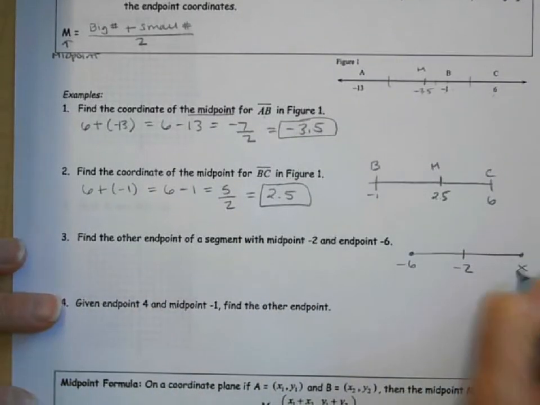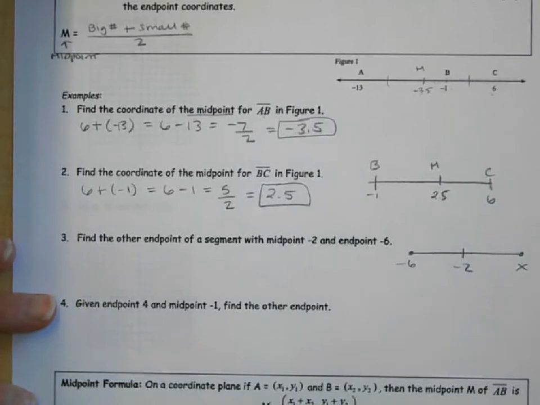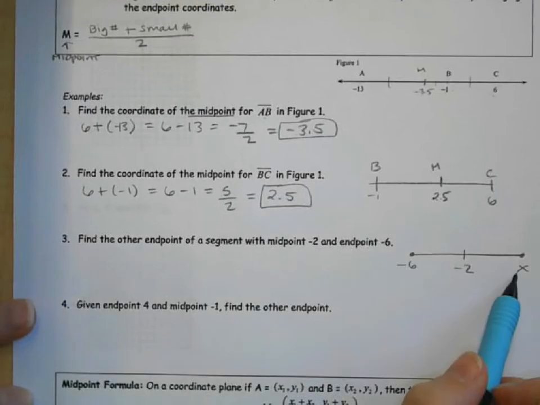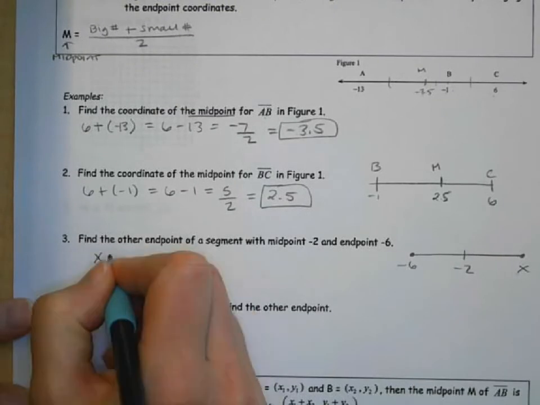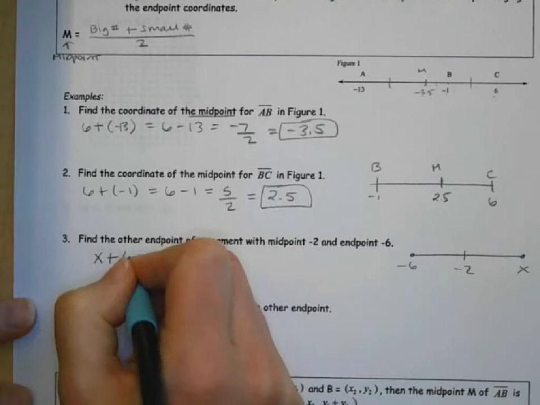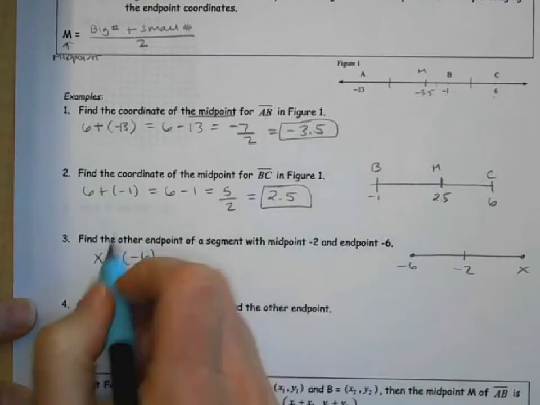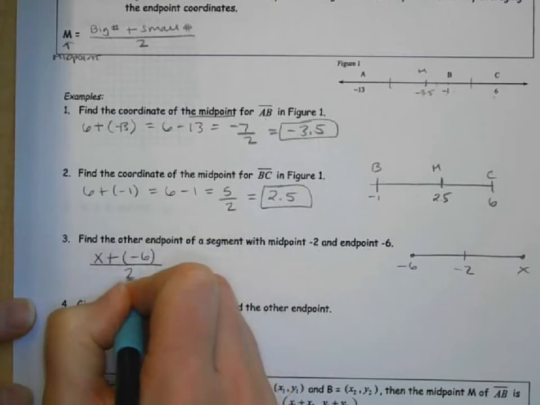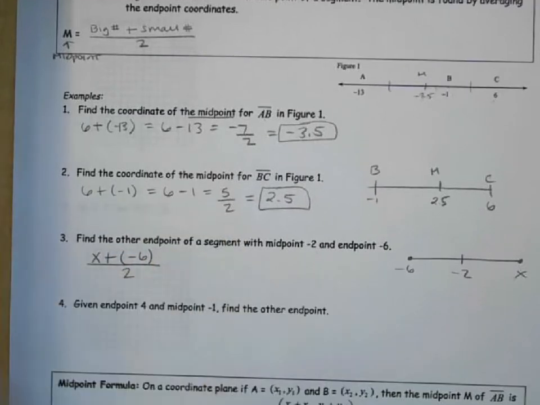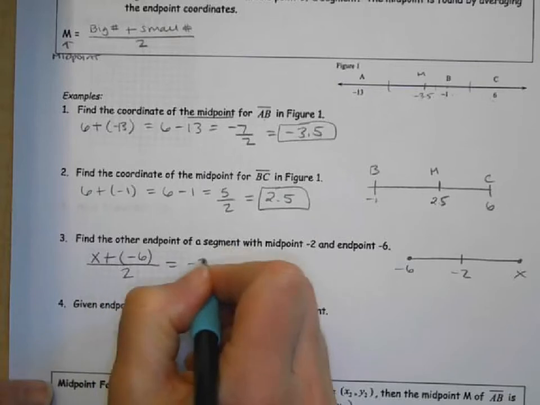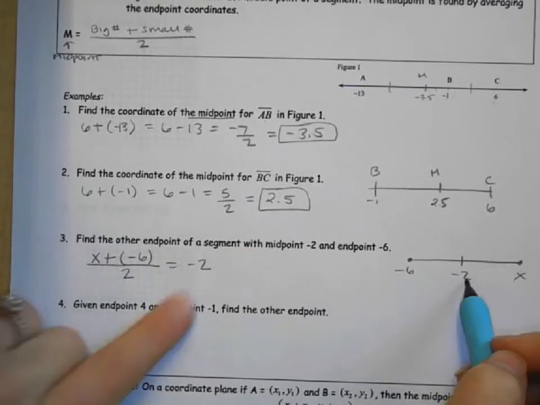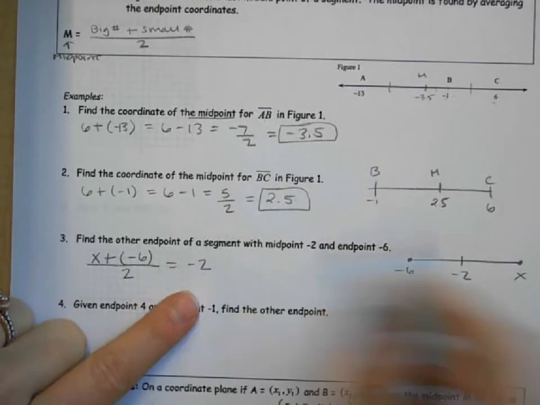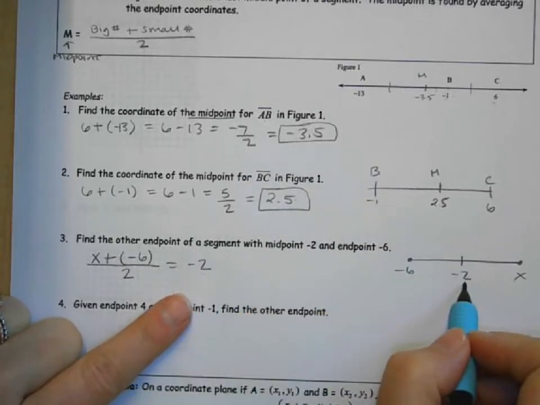We're trying to determine the other endpoint. This will be the higher number, so we're going to do x plus my lower number of negative 6, and then divide that by 2, and set it equal to negative 2. That's because, remember, the midpoint is what gets plugged into the formula here.